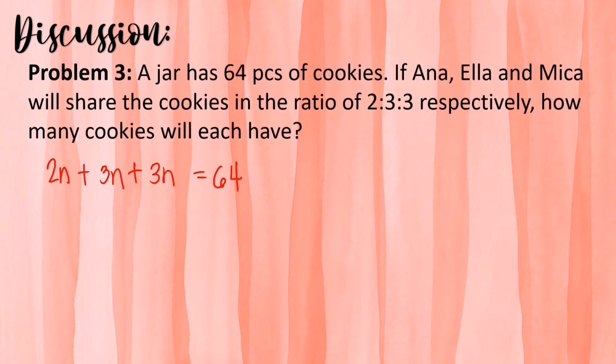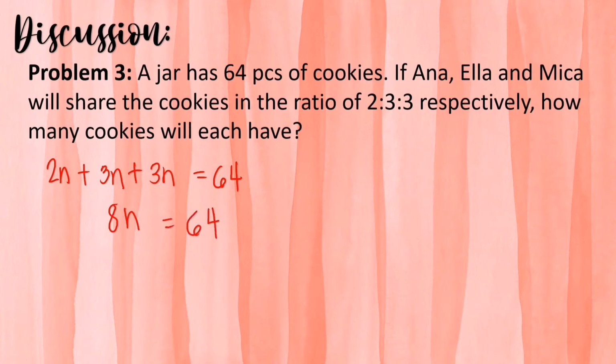2n plus 3n plus 3n. So kokopyahin lang natin si n, bring down lang natin si n. And then, i-add natin si 2 plus 3 plus 3. So, 2 plus 3 plus 3 is equal to 8n, is equal to, bring down 64.